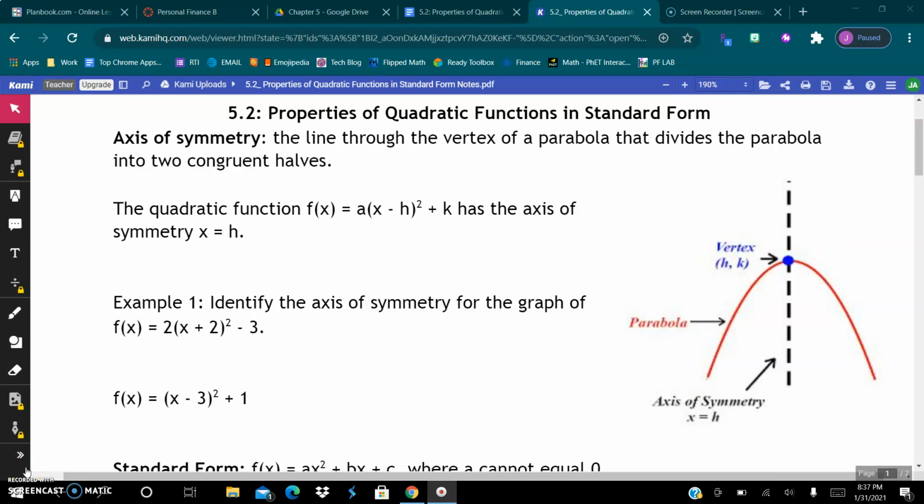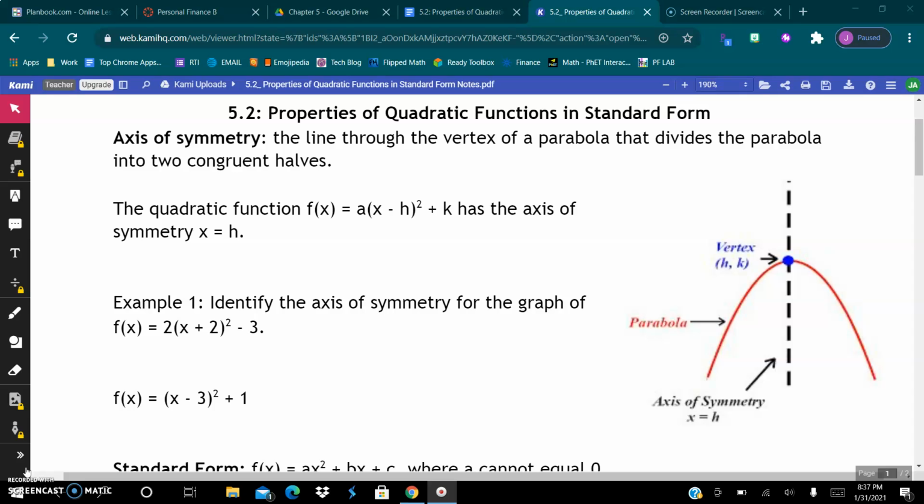For section 5.2, we are talking about the properties of quadratic functions in standard form. Last section we looked at vertex form. Now we're going to move into standard form. The first vocab word we have is axis of symmetry, and that is the line that goes through the vertex of the parabola and it divides the parabola into two congruent halves.